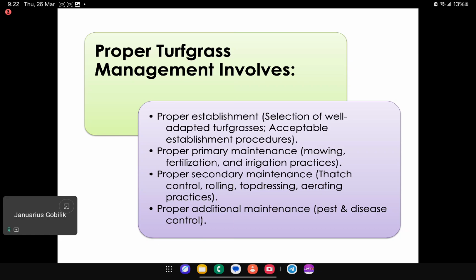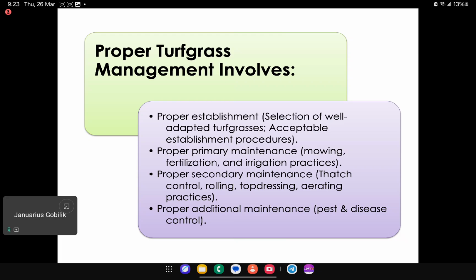So proper turf grass management will involve... You need to realize in this course, when you learn about turf grass, that proper turf grass management will involve proper establishment, selection of well-adapted turf grass, and acceptable establishment procedure. So proper establishment. They will be different between turf grass that you plant under a tree, and turf grass that you use in an open area, not under the tree. There will be different turf grass for that purpose, and you need to select the correct one. That is the meaning of proper establishment.